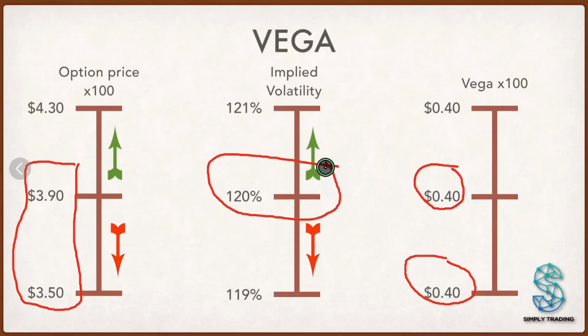So if we are at 120%, and it goes down to 119%, we will lose that 40 cents in value, and our share price will go from 3.90 to 3.50. So you can lose $40 of your total contract value on that 1% drop in implied volatility.